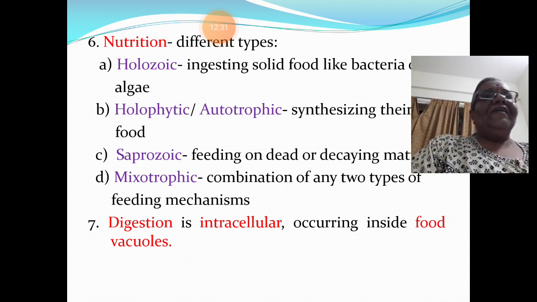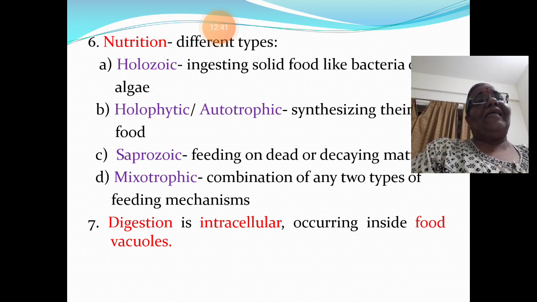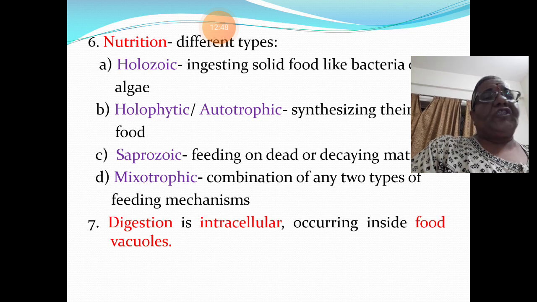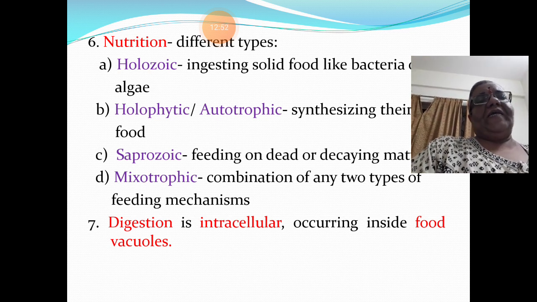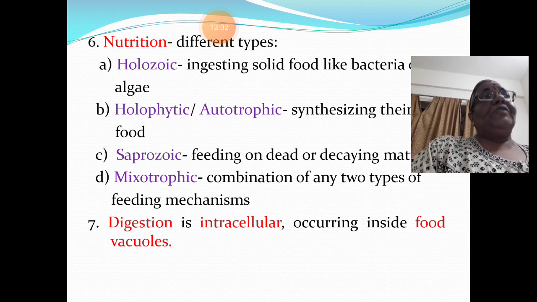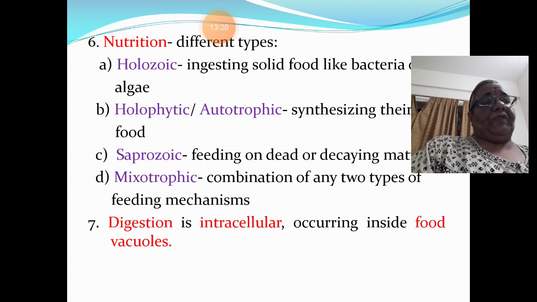After learning about different types of nutrition patterns, you should know digestion is intracellular. The digestion takes place inside the cell, and it occurs within specialized vacuolar structures called food vacuoles. So we say digestion is intracellular, occurring inside the food vacuoles. In our previous classes, you must have learnt about cyclosis, the particular type of movement of food vacuoles in a paramecium cell, right? So, right now you should know that digestion is intracellular and it occurs inside specialized vacuolar structures called food vacuoles.